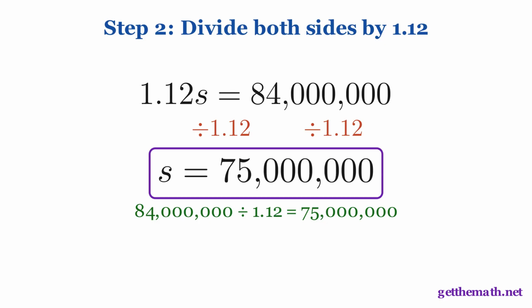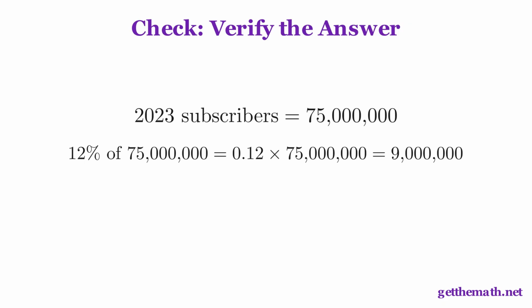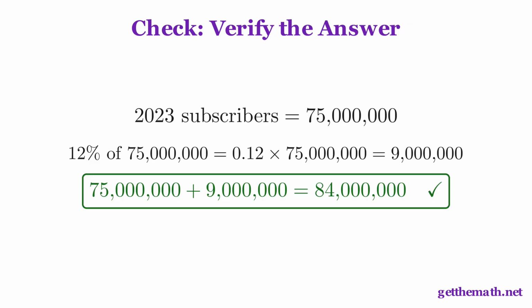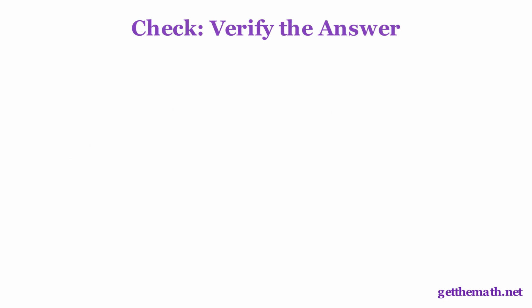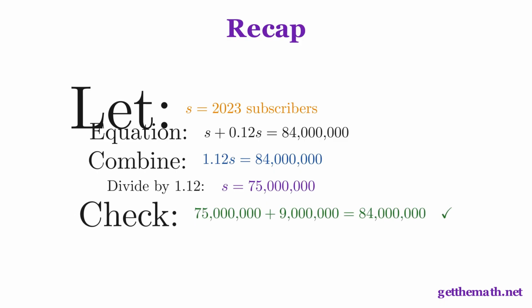Now let's check our answer. Start with 75 million subscribers in 2023. 12% of 75 million is 0.12 times 75 million, which equals 9 million. Add the increase to the 2023 count. 75 million plus 9 million equals 84 million. Check. The streaming service had 75 million subscribers in 2023.